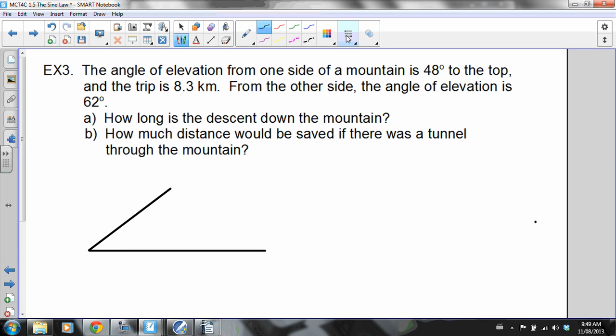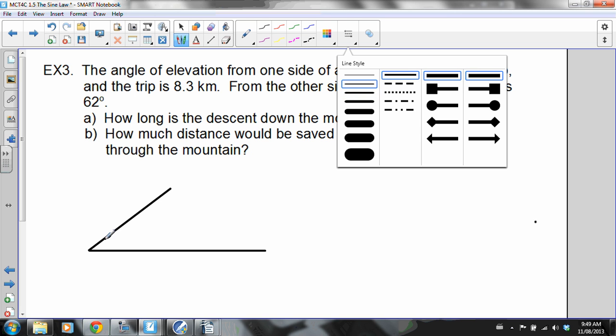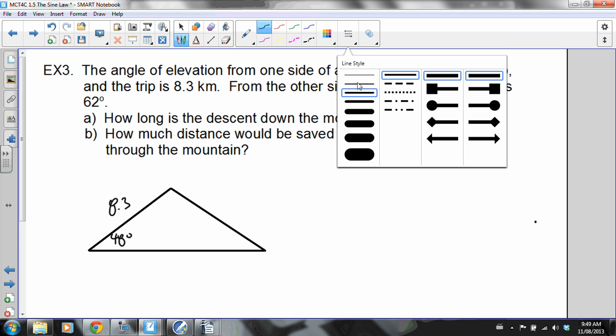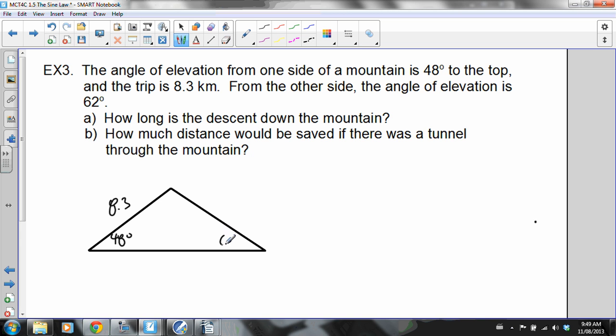Draw a diagram here. That's 48. And it says the trip is 8.3 kilometers. From the other side of the mountain, the angle of elevation is 62 degrees. Now, let's finish off our diagram. This isn't going to be an exactly accurate diagram, but it doesn't have to be. Just a diagram. And what do we want to find?